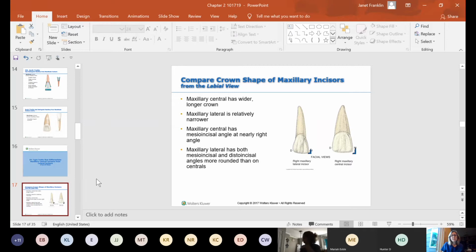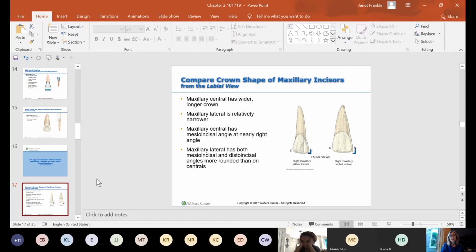Your maxillary central has a mesial incisal angle at nearly a right angle. If you look at the picture on the right, which is your maxillary central incisor, I drew that little right angle blue thing. So you can see that it's almost at a right angle. It's just a few degrees off. But if you look at the picture on the left side, which is your lateral incisor, you've got a little bit less than a 90-degree curve there. It's a little bit sharper of a curve.